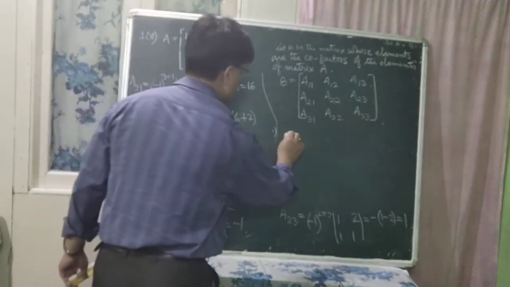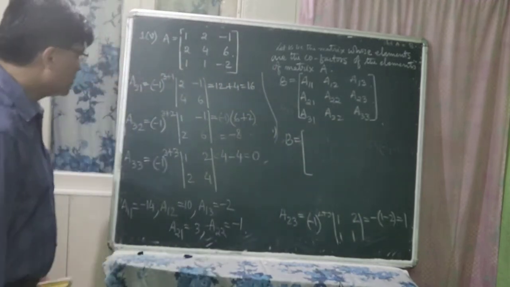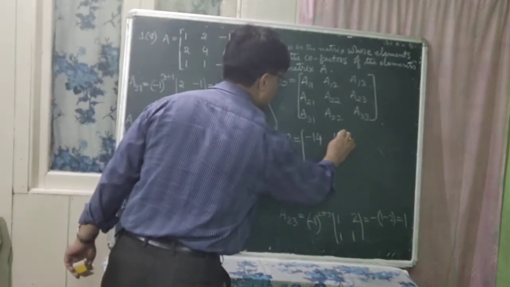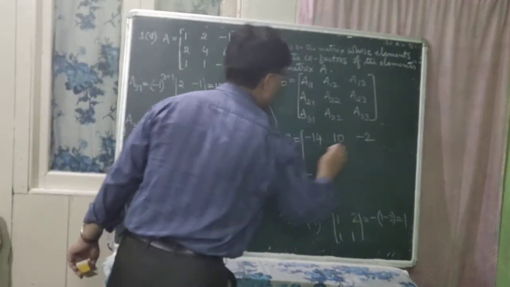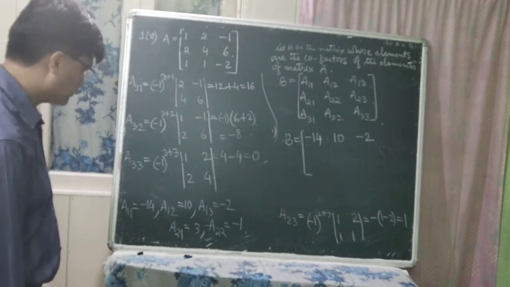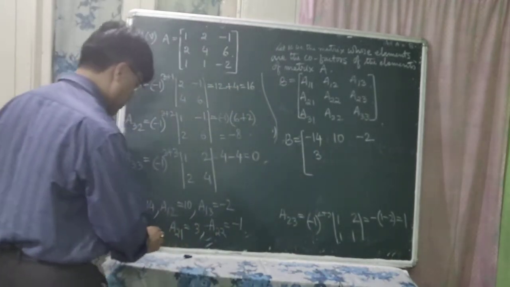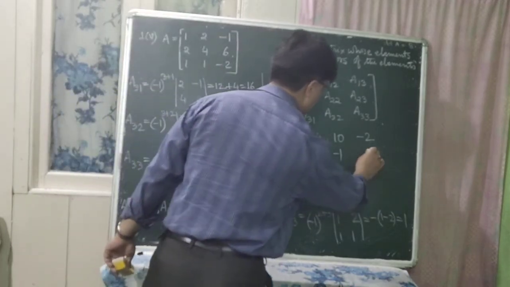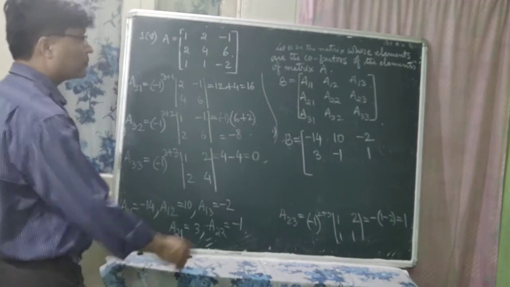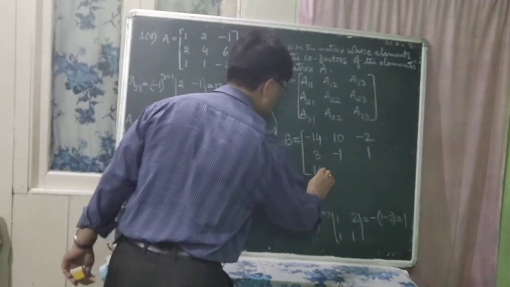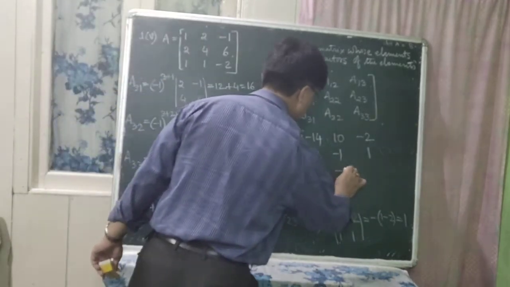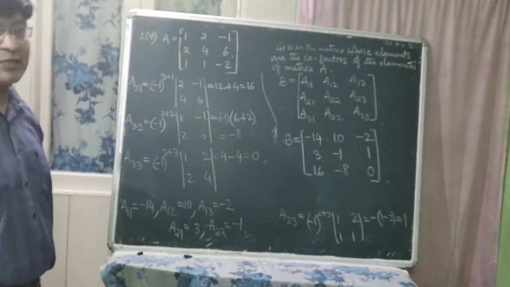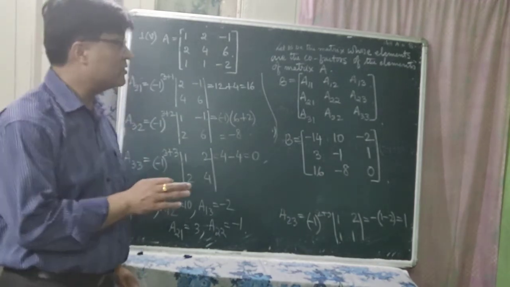So next, let us write down its values. What was A11? It is -14, right? What is A12? 10. What is A13? It is -2, right? What is A21? 3. And what is A22? It is -1. And what about A23? It is 1, right? And what is A31? It is 16. What is A32? It is -8. And the last one, A33, is 0. So this is the matrix B whose elements are the cofactors of the elements of matrix A.